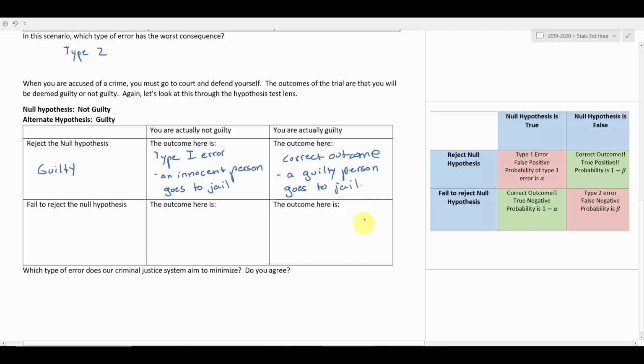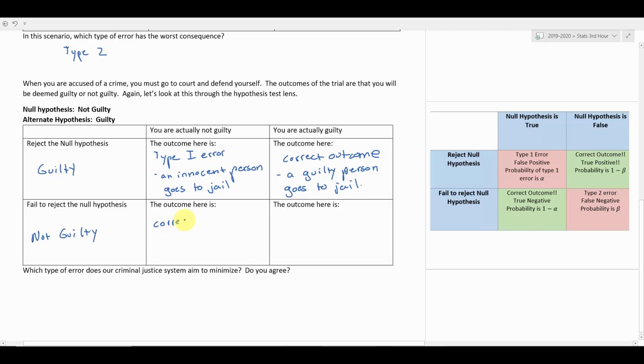Okay. All right. Reset. So we go back, we present all of our evidence, and the jury decides to fail to reject the null hypothesis. So we fail to reject this, which means we're going to deem you not guilty. Okay, so this is the jury's decision here. So they have decided that you are not guilty, and you actually are not guilty. You actually did not commit a crime. Okay, so in this case, this is a correct outcome.